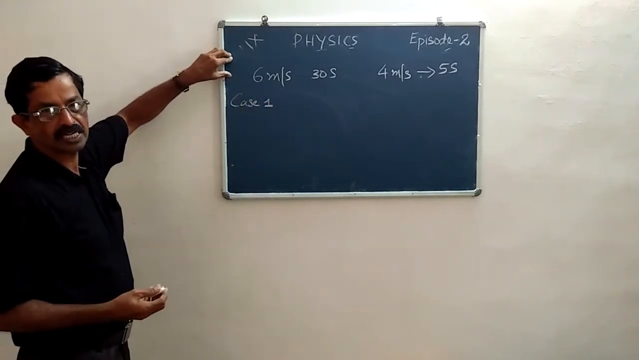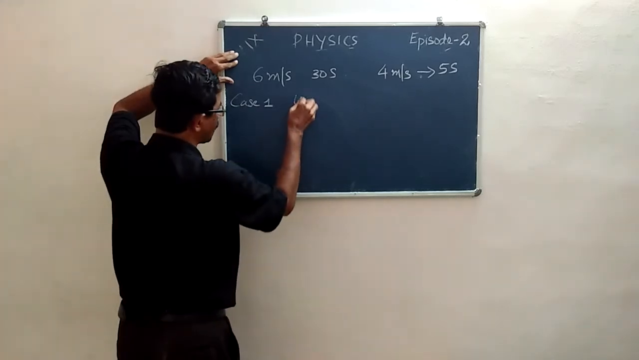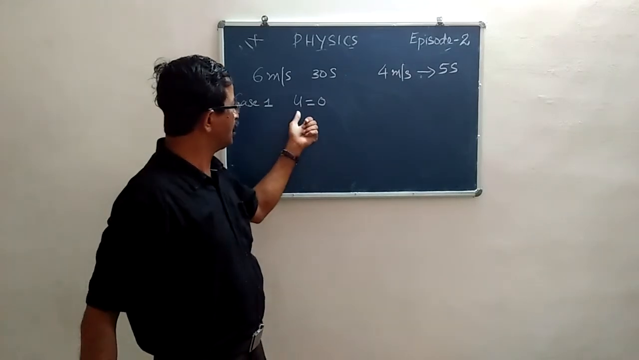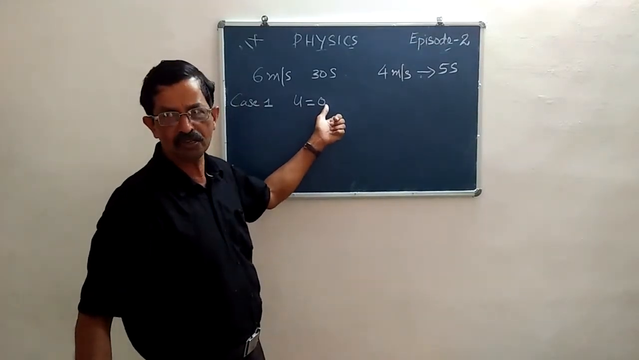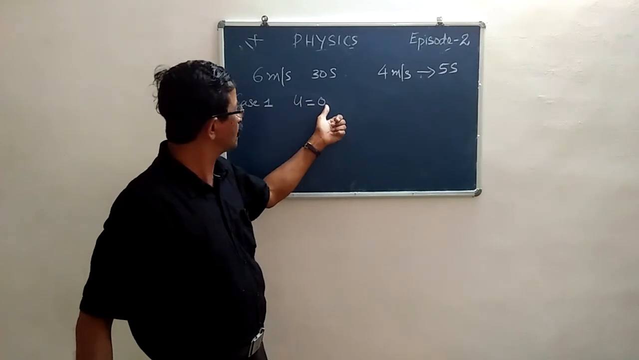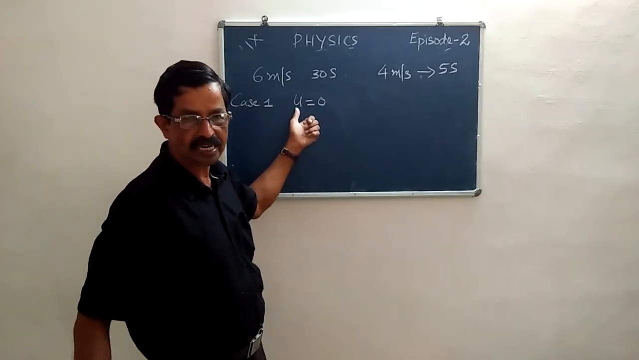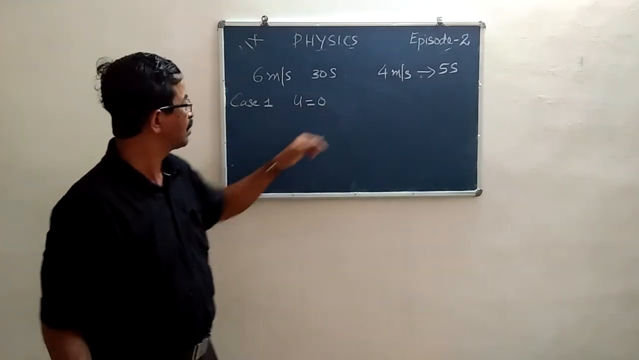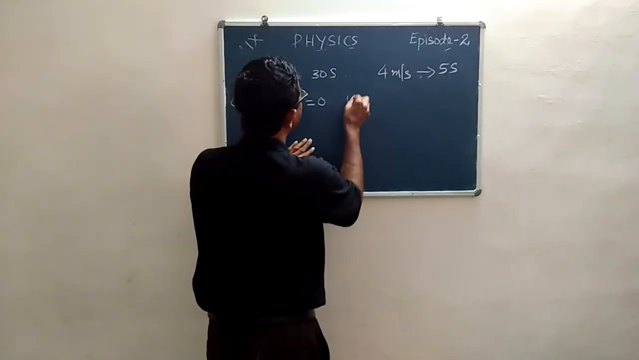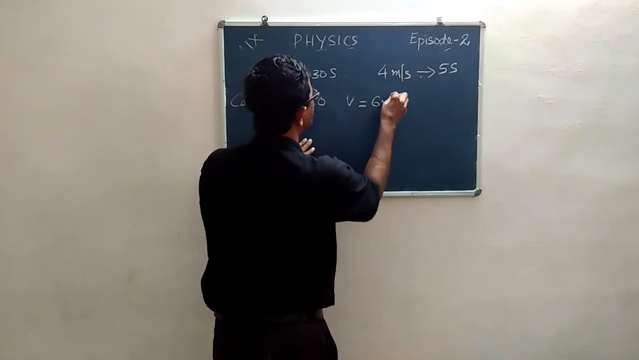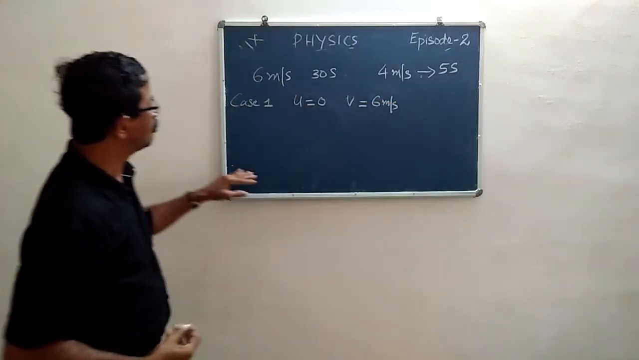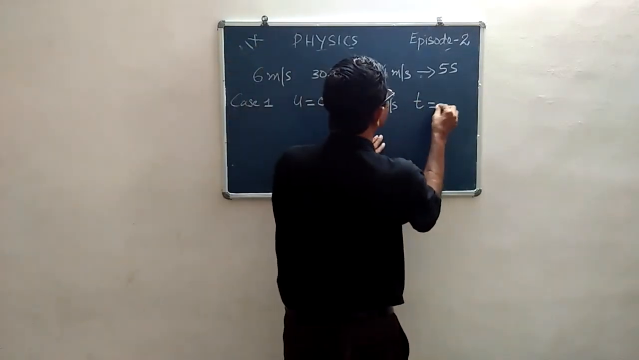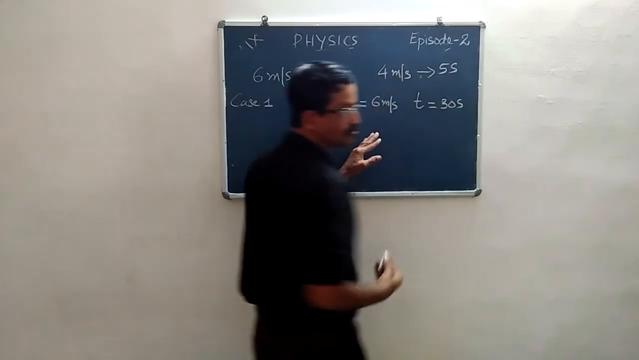Case 1. Its initial velocity u is equal to 0. Why? Because it starts from rest, so u equals 0. And final velocity v is equal to 6 meters per second. The time taken for that change, t, is equal to 30 seconds.